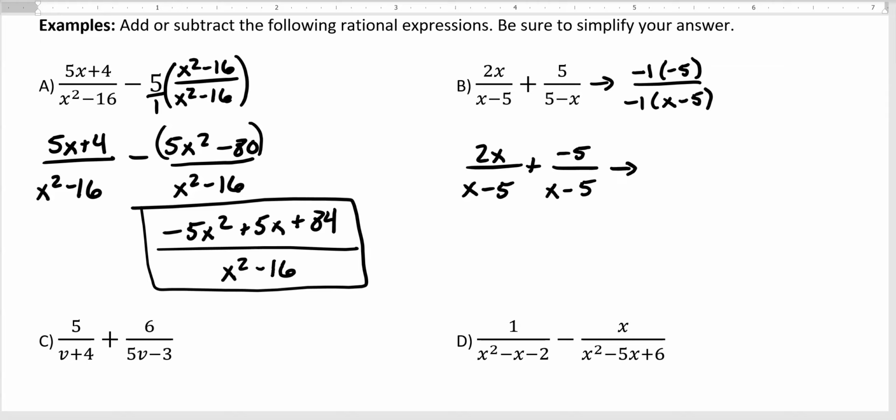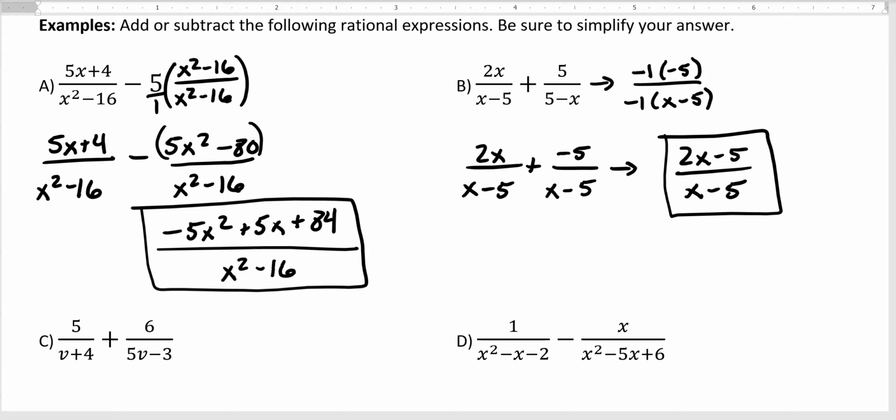And that tells me 2x minus 5 over x minus 5 would be the sum of this problem. 2x plus negative 5 gives me 2x minus 5. Remember, our denominator does not change.